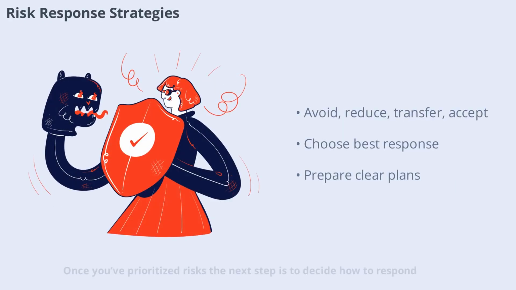As you prioritize risks, the next step is to decide how to respond. There are several common strategies: avoid the risk, reduce its likelihood or impact, transfer it to another party such as through insurance, or accept it if it's within your risk tolerance. The best response depends on the nature of the risk and your organization's resources. Developing clear response plans ensures you're ready to act quickly if a risk materializes.